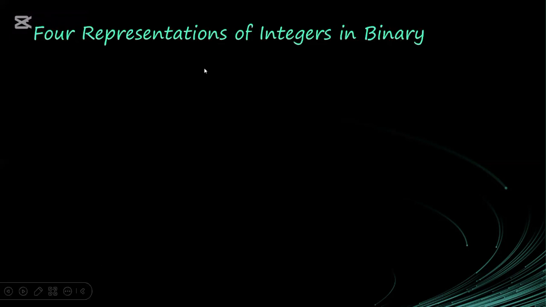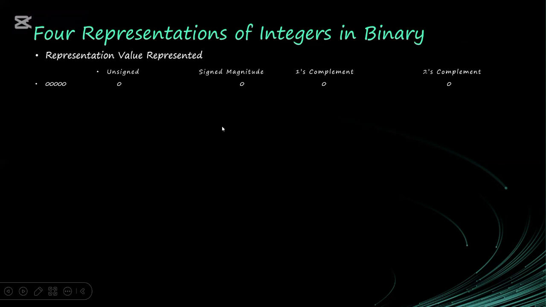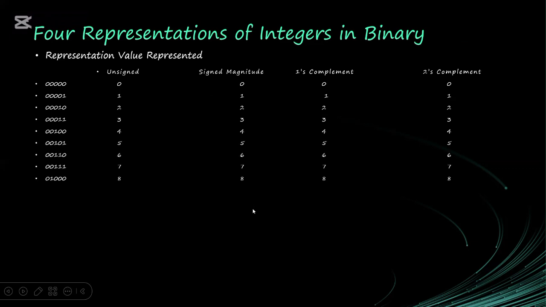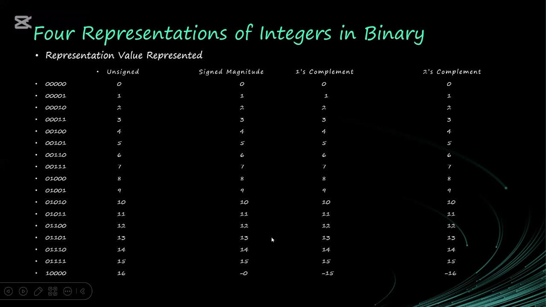Now let us take a look at the table. This is 0. For unsigned, signed, all of them are 0 like this. All the positive numbers, for both unsigned, signed, and everything, are the same. But when we get to 16, this is the representation of 16 for unsigned.